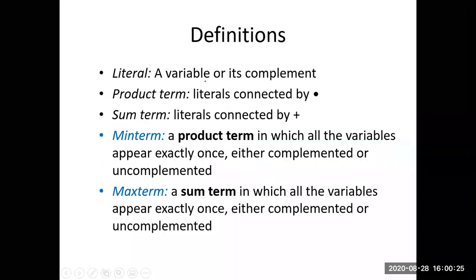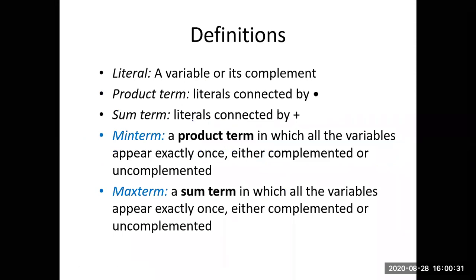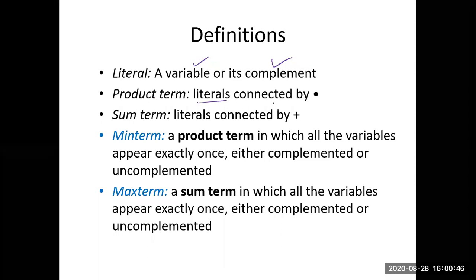In the next part of this lecture, I'm going to cover the standard and canonical form. So basically, before knowing what standard form and canonical form are, you need to have knowledge of literals. Whenever you have any variable or its complement, both are known as literals. And a product term is basically literals connected by dot. And a sum term is literals connected with the plus symbol.